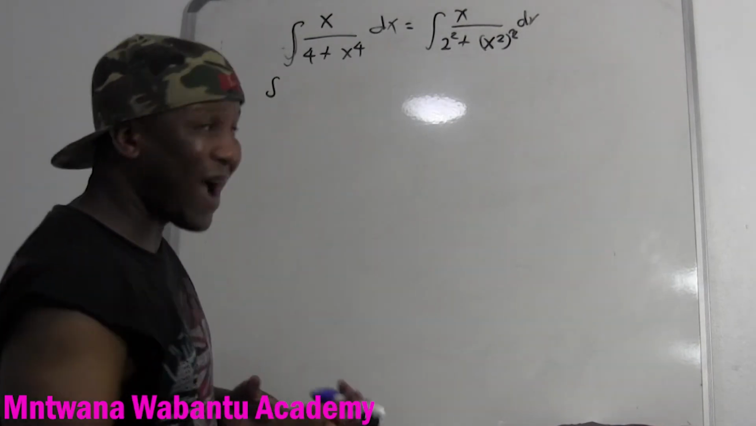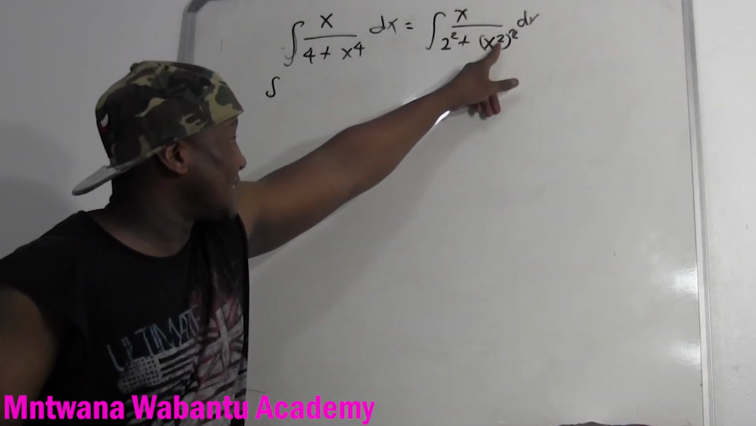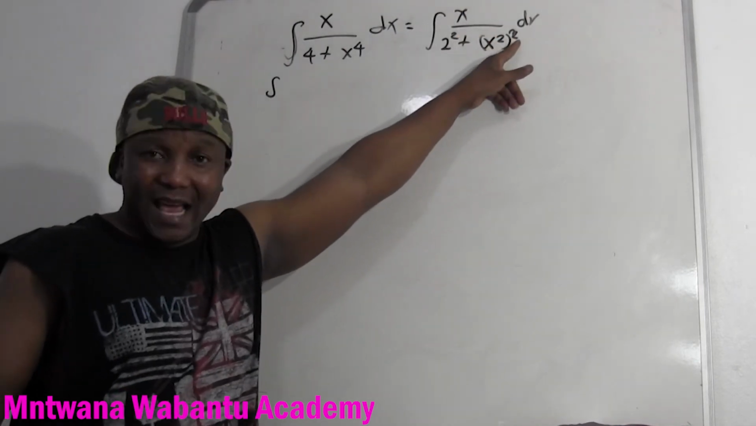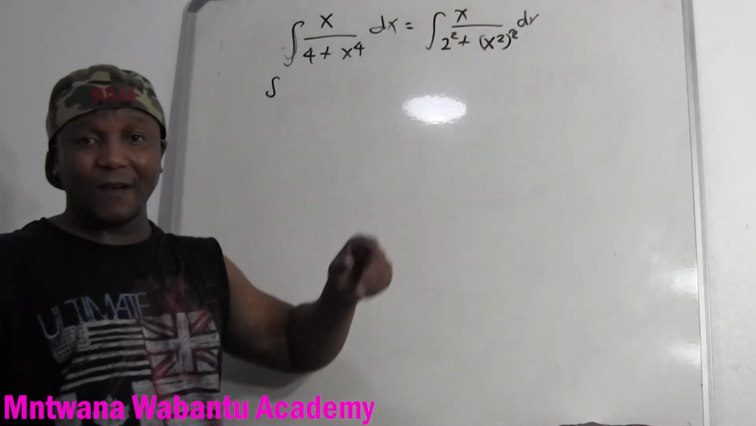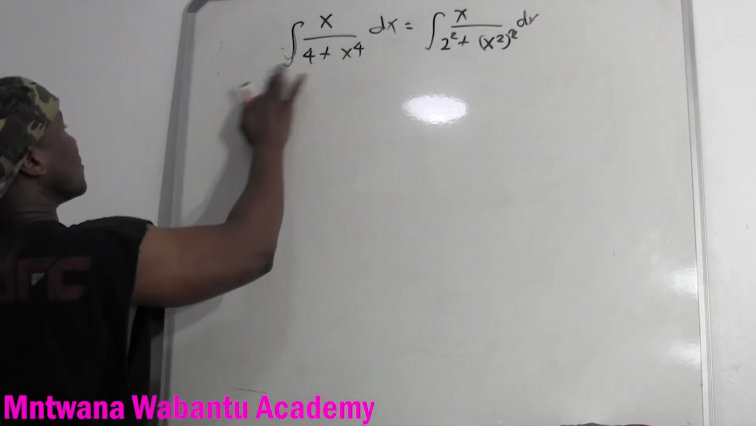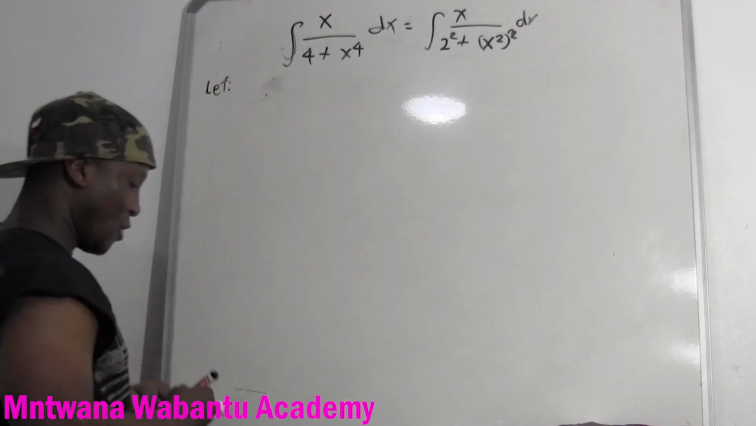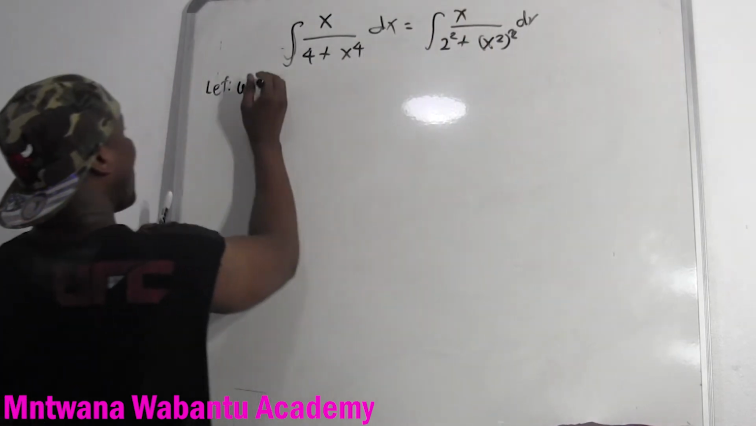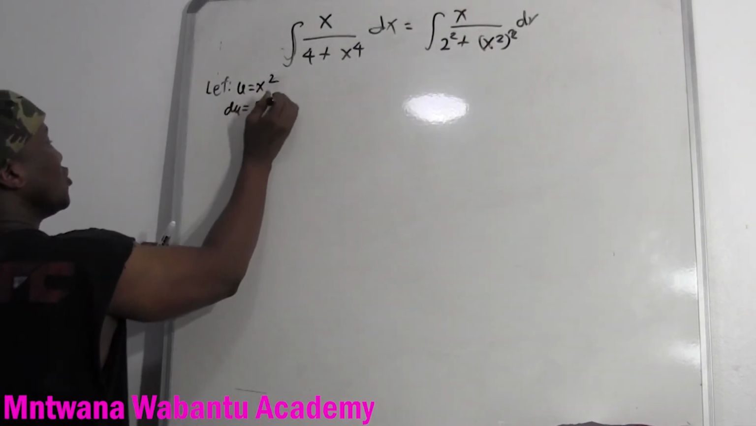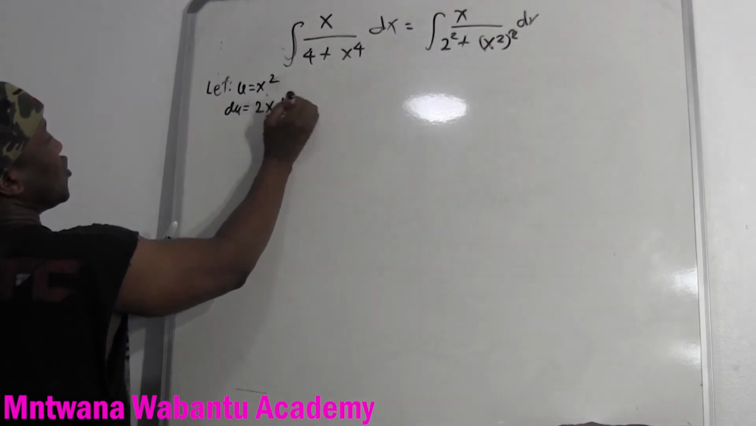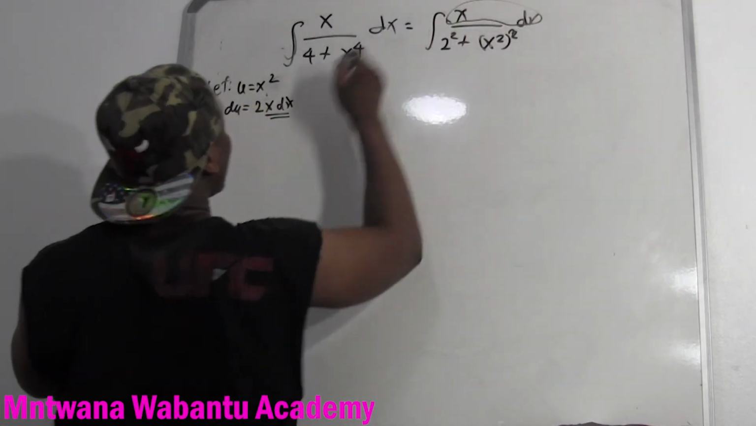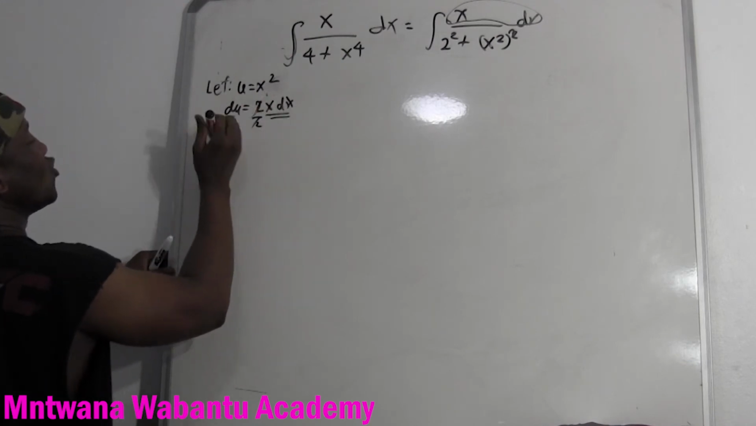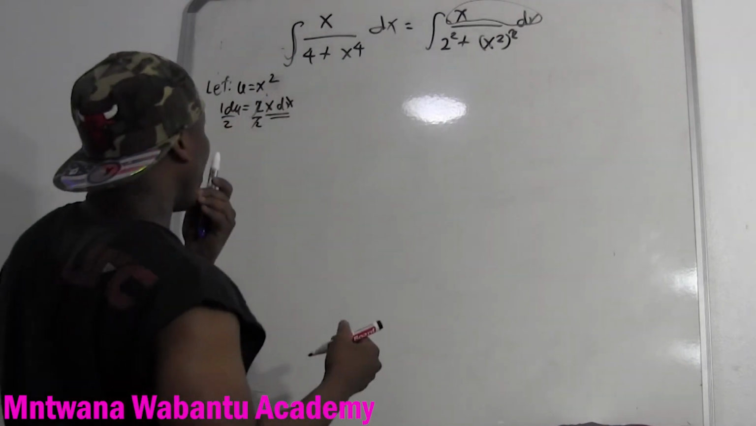Why did I do that? Because I see this is x and this is x to the power 4, so there's no way they can relate to each other. That's why I write x squared in a square. Normally, let x squared equal a certain value and differentiate. Let's say u equals x squared, and differentiate: du equals 2x dx. So x dx equals du over 2, or 1 over 2 du. So we can replace there.